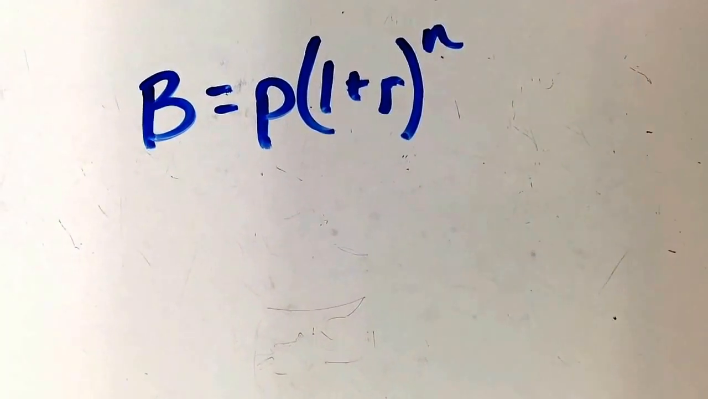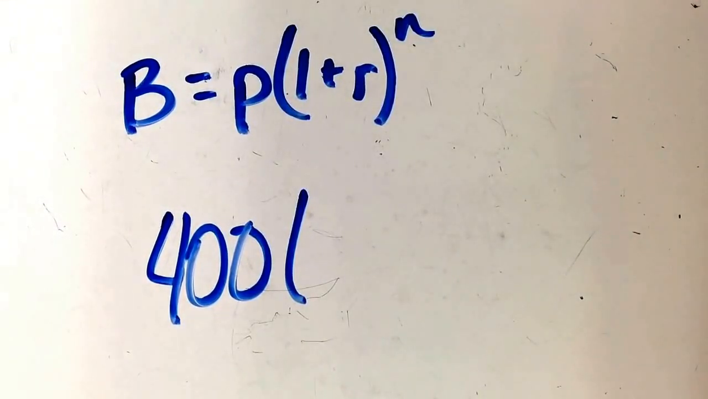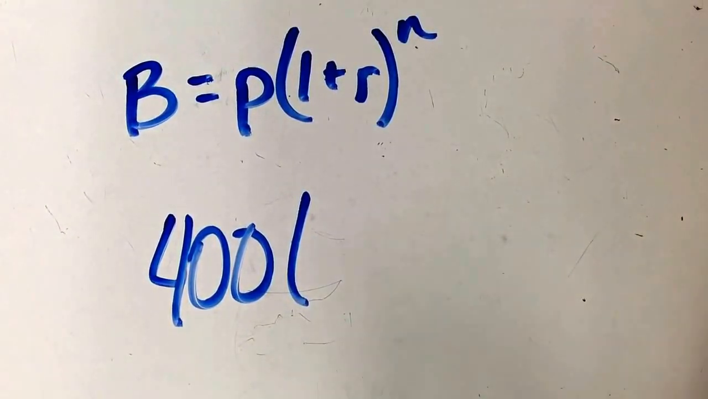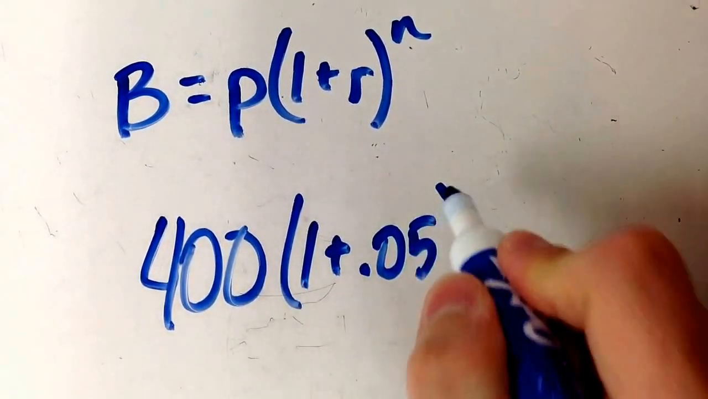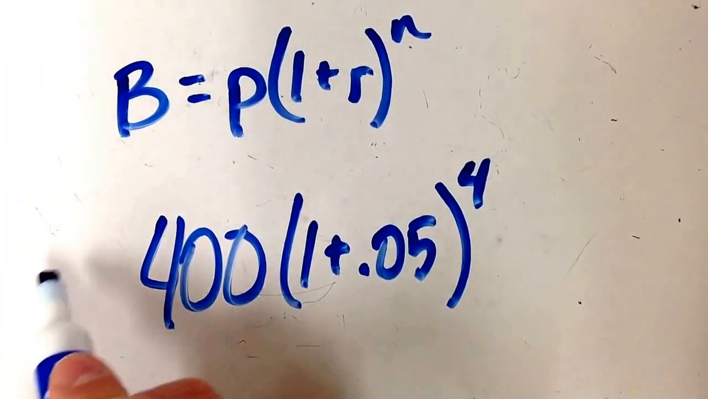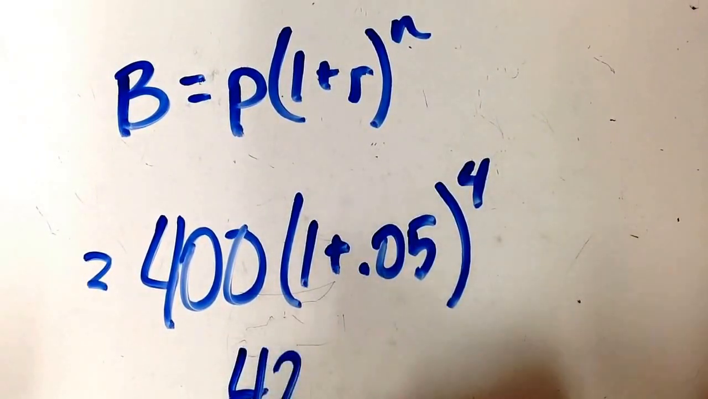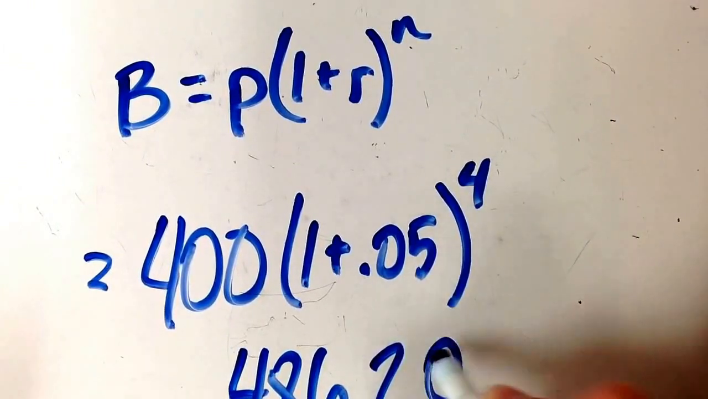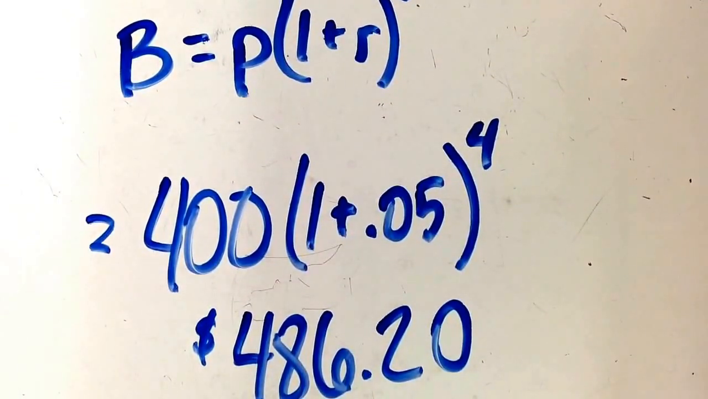Let's say the problem is you deposit $400 into the bank, and it is compounded annually, so once a year, at a 5% interest rate. So 5%, I'm going to change that to 0.05 annually for 4 years. So what I'm going to do at this point is follow my order of operations and solve inside the parentheses first. I would do 1 plus 0.05 to get 1.05. Raise that to the power of 4, and then multiply that by 400 to equal $486 and 20 cents. So this is the basic idea for compound interest.